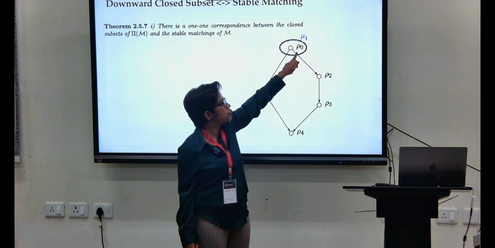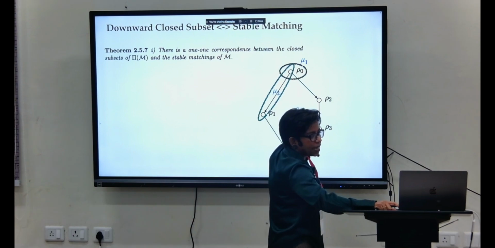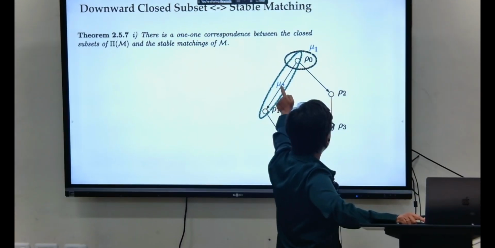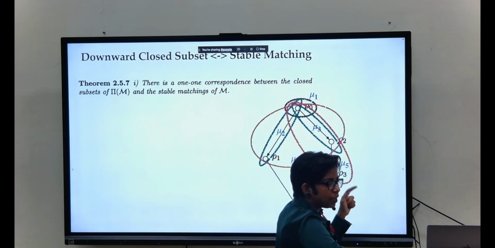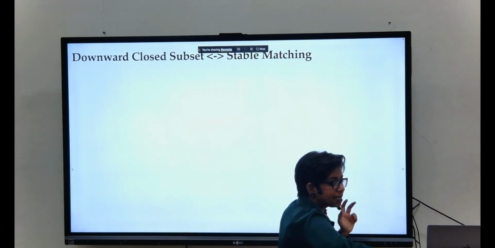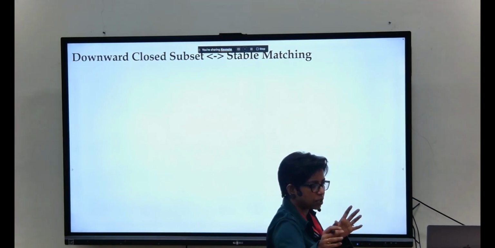If I just eliminate rho 0, I would have gotten matching mu 1. If I had eliminated rho 0 and rho 1, I would get matching M2. If I had eliminated rho 0 and rho 2, I would get mu 3 and so on. Okay? So for each of these you can see that I will get 7 stable matchings because there are 7 closed subsets of rotations.